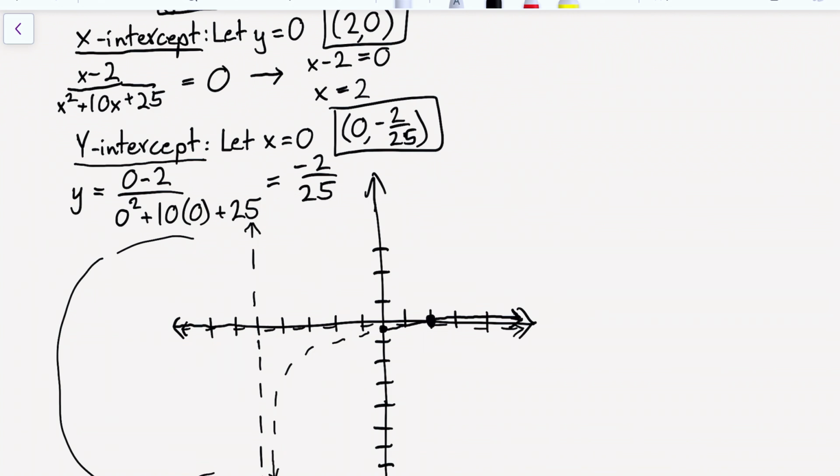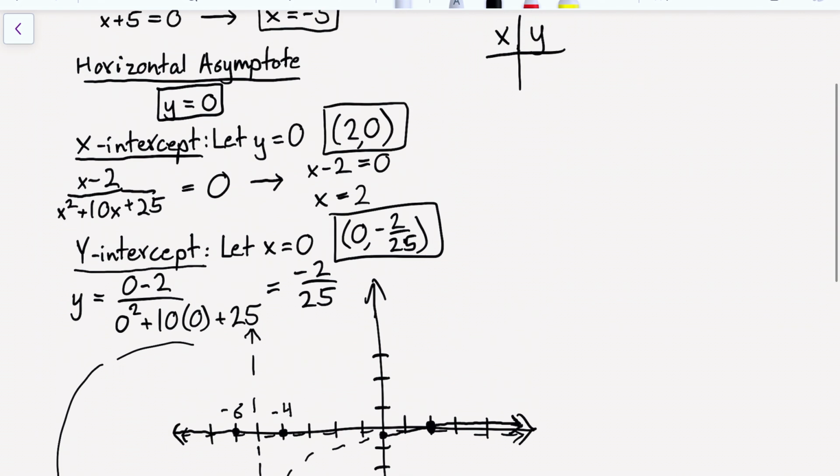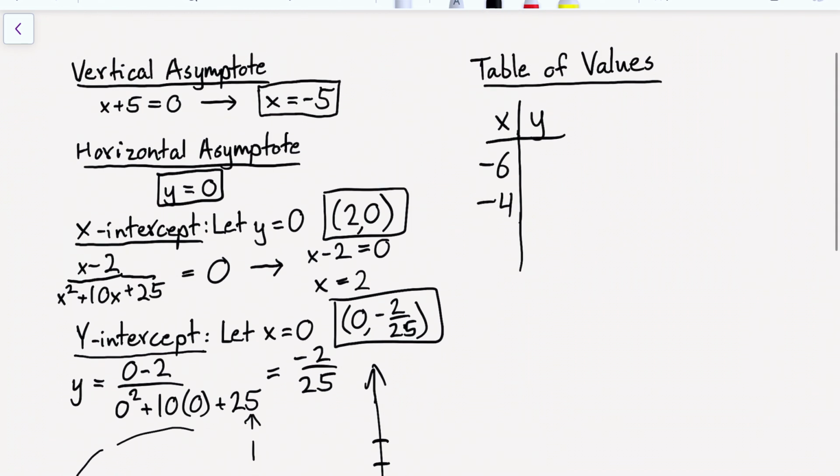So to fill in the rest of this picture, let's create a table of values with some different x values and then find the corresponding output values. It would be helpful for me to know what the behavior is like close to this vertical asymptote. So why don't we input the x value -4 and also input the x value -6. Those would be very helpful ones to know for this graph. Then I can sketch my graph with more reasonable accuracy.